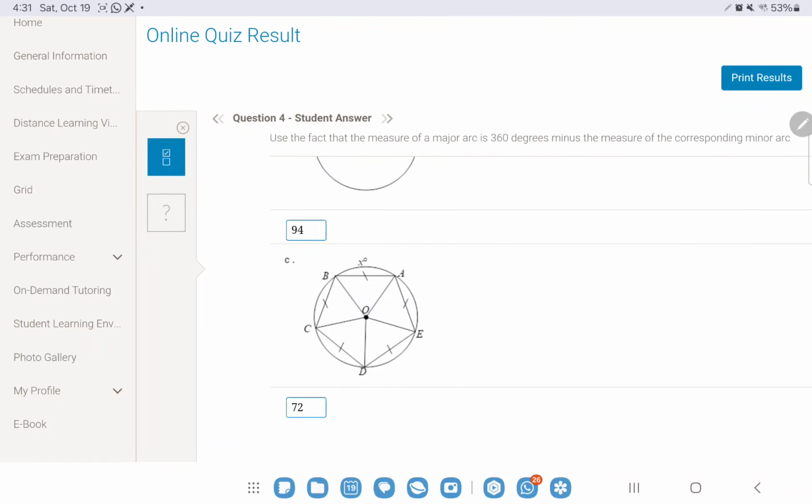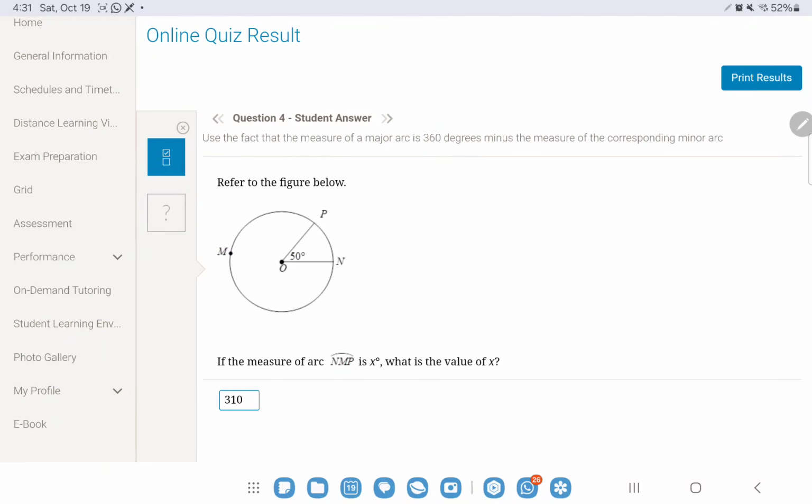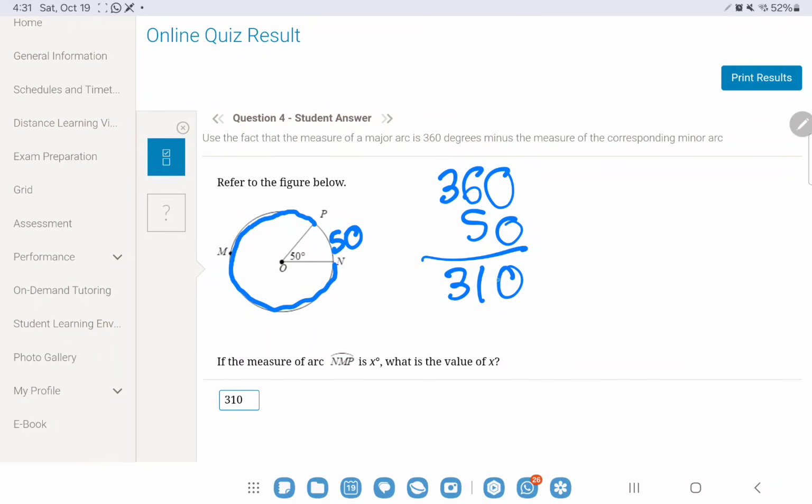That's it for this question. Let's move on to the next one. If the measure of the arc P is x, what's the value of x? So they want this arc over here. We said that if this is 50 and the whole circle is 360, 360 minus the 50 part is 310, which is the measure of your arc.